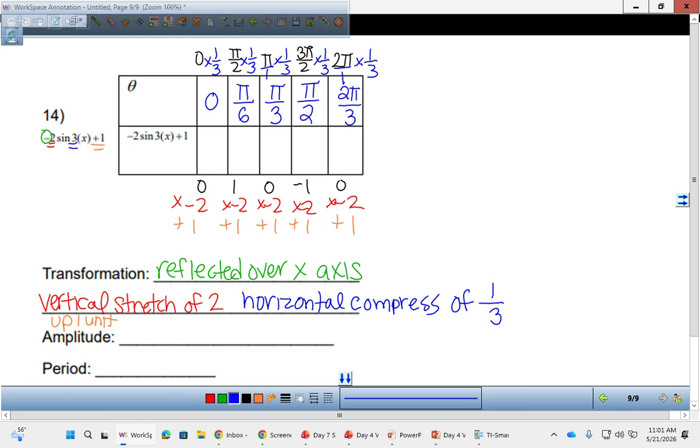All of these values are 1/3 of what they originally were. Which means what once took 2 pi to finish now takes less time. It takes 1/3 of the time. So to get from start to finish, it takes 2 pi over 3 units. So the period is 2 pi over 3. Finish minus start, the length of the time to get from the beginning to the end.